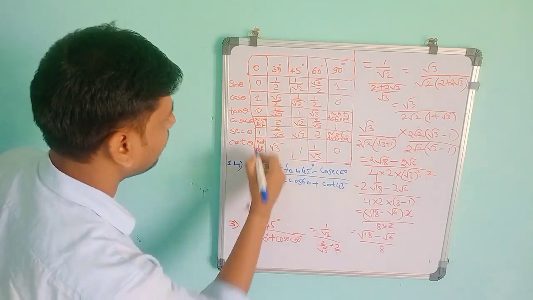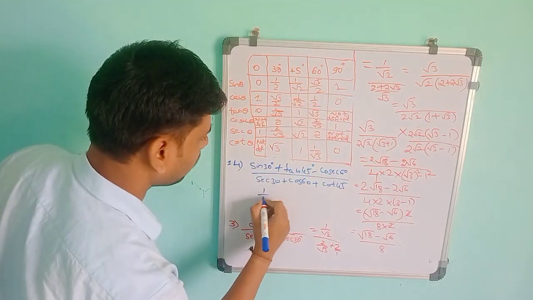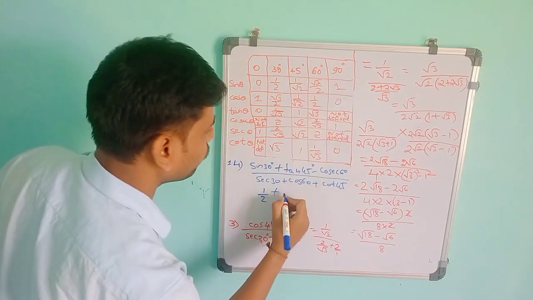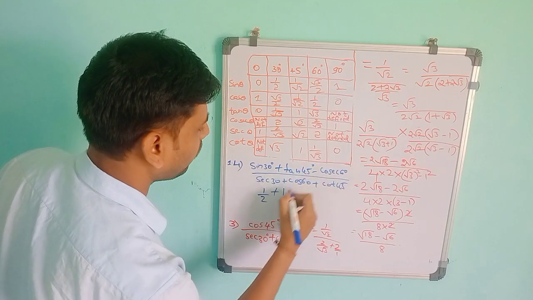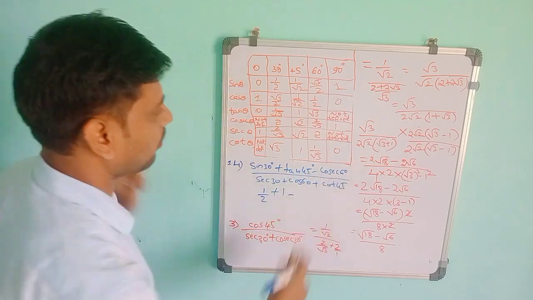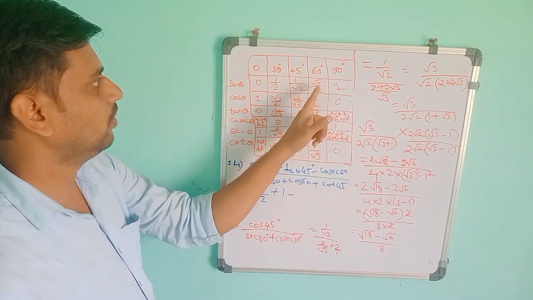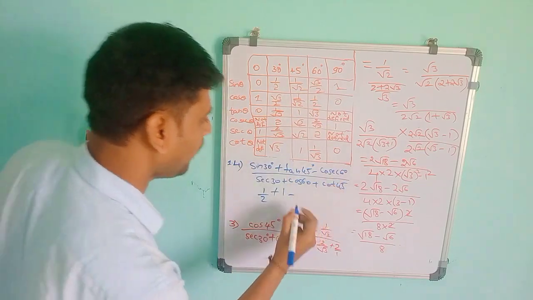Then sin 30 is 1 by 2. So directly 1 by 2 plus tan 45. Tan 45 is 1. So 1 square will be 1 only. Tan 45 it will be 1 minus cosec. Cosec is the reverse of sin. So sin 60 is root 3 by 2. So reverse of that will be 2 by root 3.